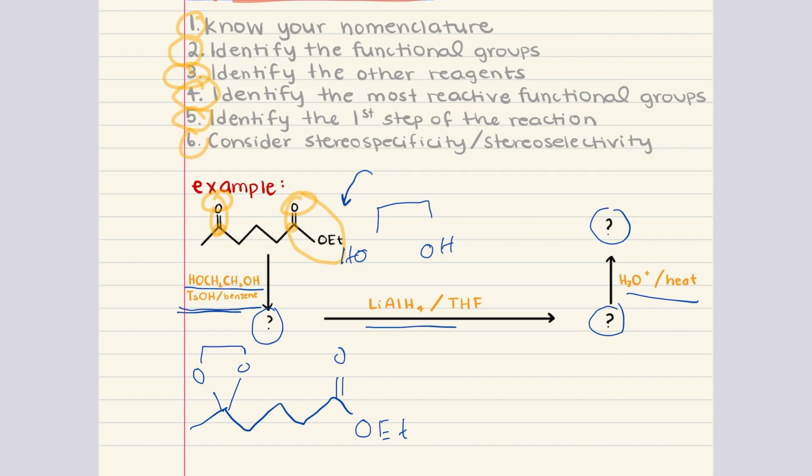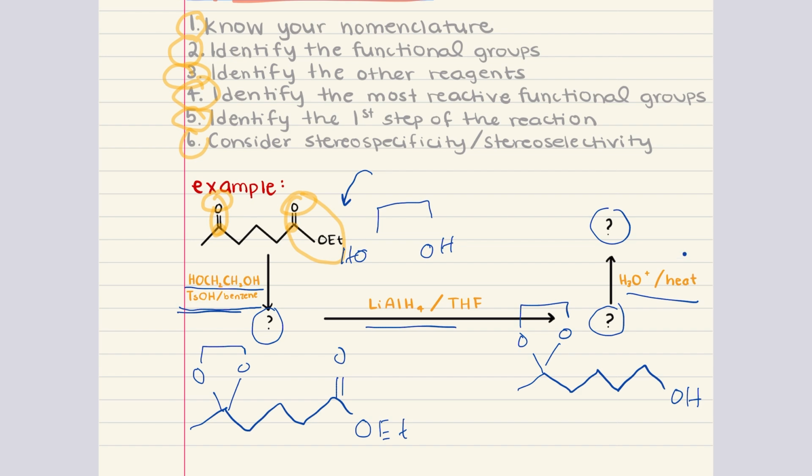The second step involves lithium aluminum hydride and THF. Lithium aluminum hydride is a strong reducing agent, which selectively reduces the ester functional group, and it does it by transforming it into a primary alcohol while leaving that protected ketone intact. So, this is amazing. We're getting to see how the protected ketone is not affected by a reducing agent.